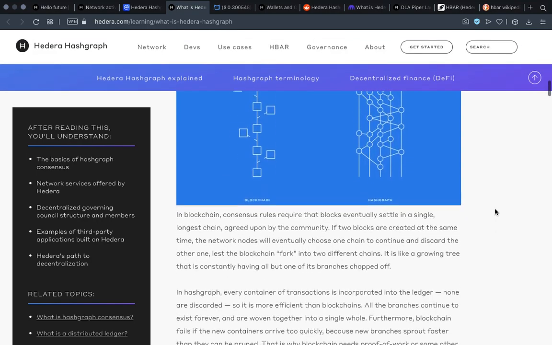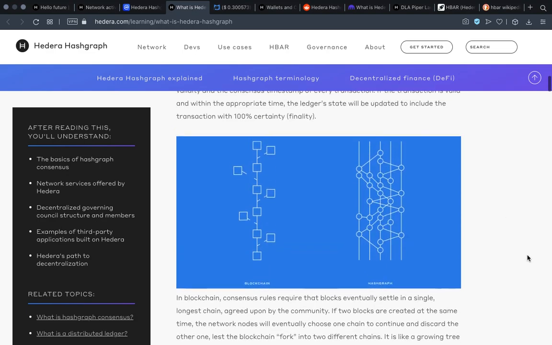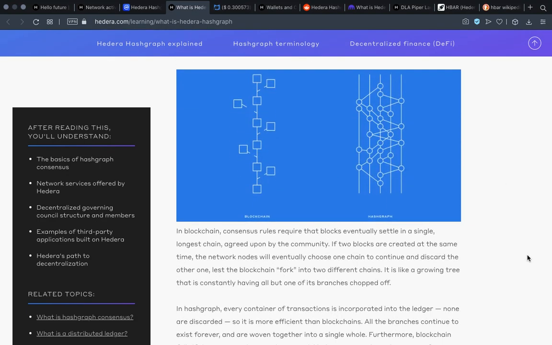In blockchain consensus, rules require that blocks eventually settle in a single longest chain agreed upon by the community. If two blocks are created at the same time, the network nodes will eventually choose one chain to continue and discard the other one, lest the blockchain fork into two different chains. It is like a growing tree that is constantly having all but one of its branches chopped off.